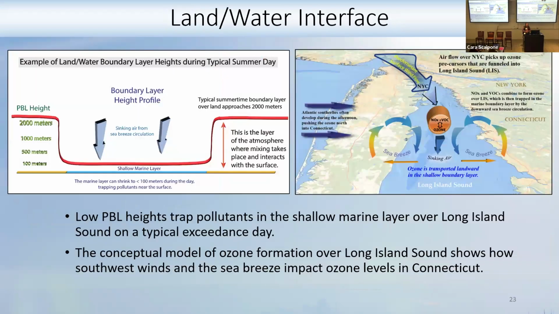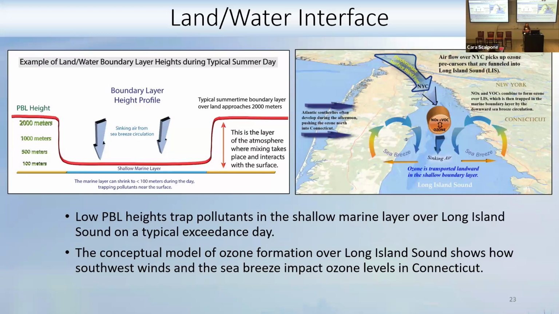And then another significant impact to Connecticut's ozone problem, with ozone forming near and in Connecticut, is the impact from Long Island Sound. At the most basic level, the PBL heights are higher over land than they are over the water. For a typical summer day, we can see about 2,000 meters for those heights over the land, and over the marine layer it can be less than 100 meters. For Connecticut, three of our main meteorological factors we look for when we're forecasting and analyzing ozone events are southwest winds, high temperatures, and sunny skies.